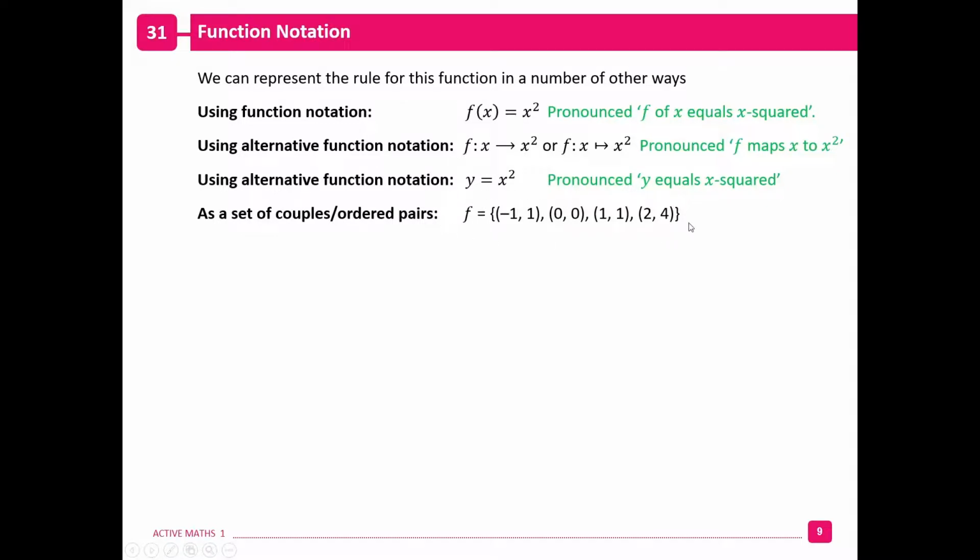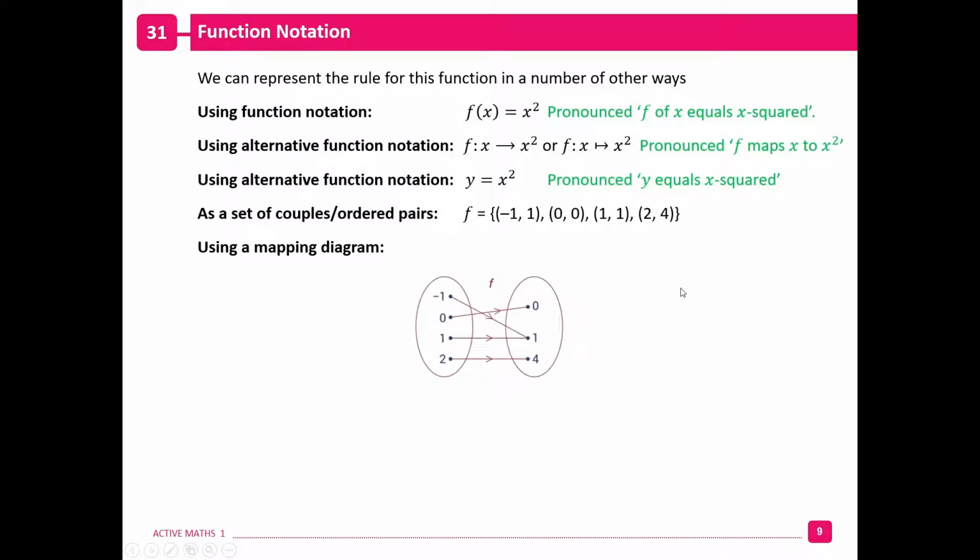And here is our complete list of couples or ordered pairs. So if we were asked to list the ordered pairs for a particular function with a domain of -1, 0, 1 and 2, this would be what our answer would look like.